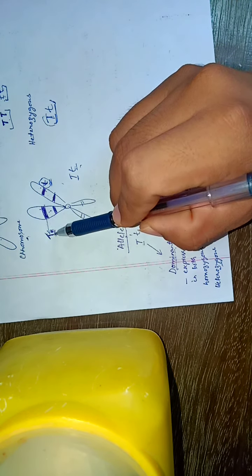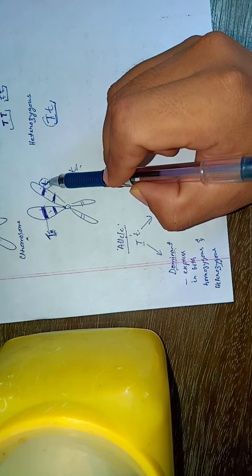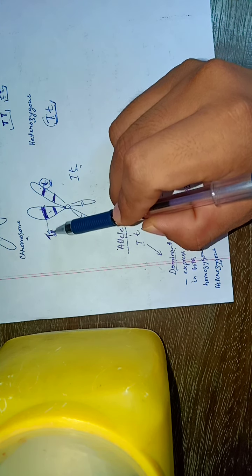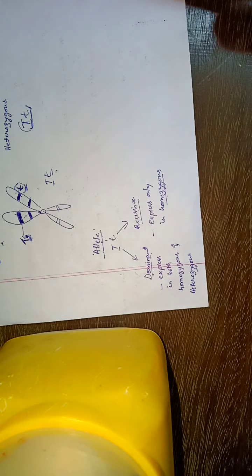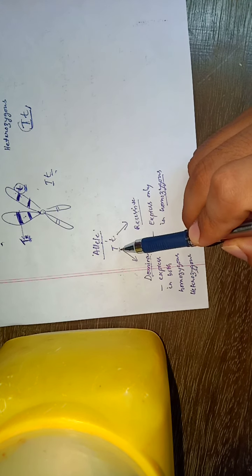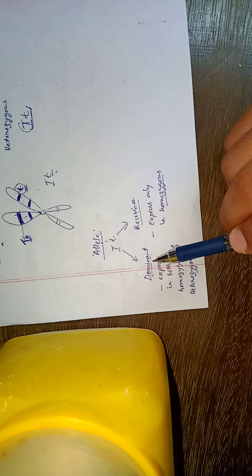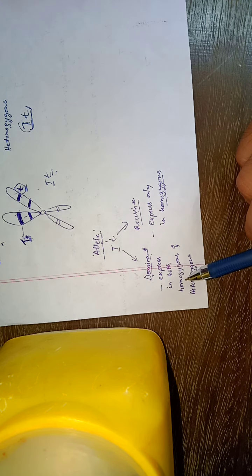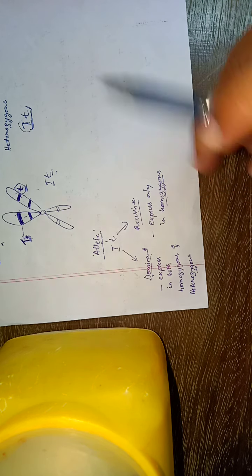So these alleles occur in pair, since one is the alternate of the other. Now let's understand the meaning of capital and small letter. Capital letter stands for dominant and small letter stands for recessive. Dominant are those which express in both homozygous and heterozygous condition. Recessive express only in the homozygous condition.